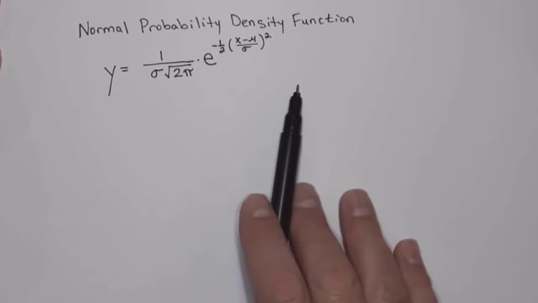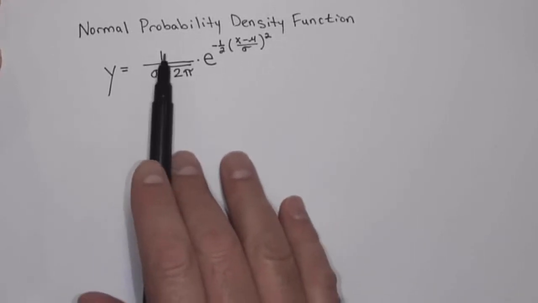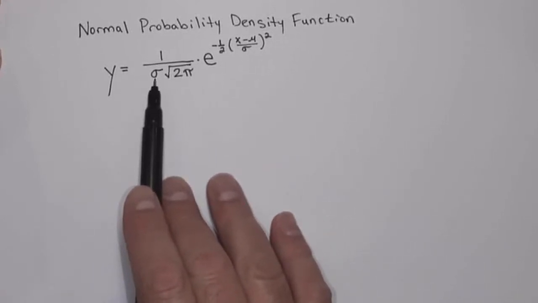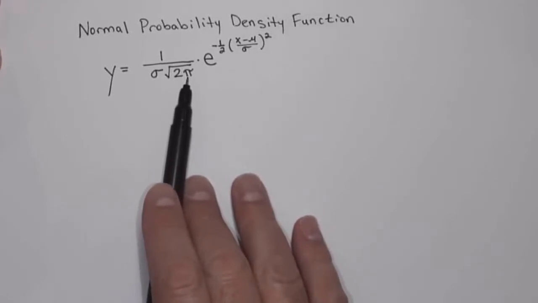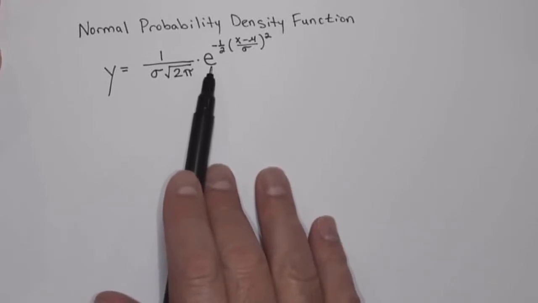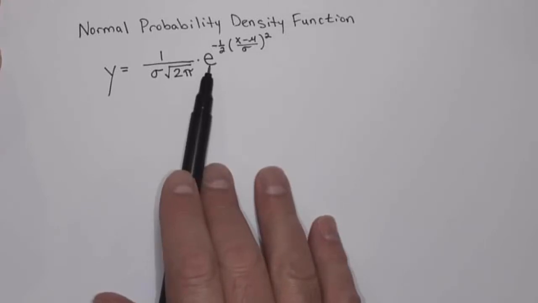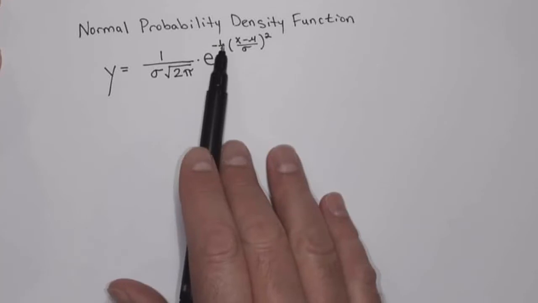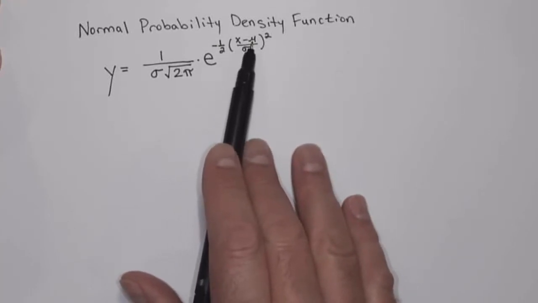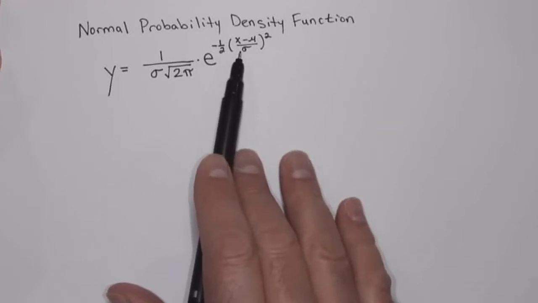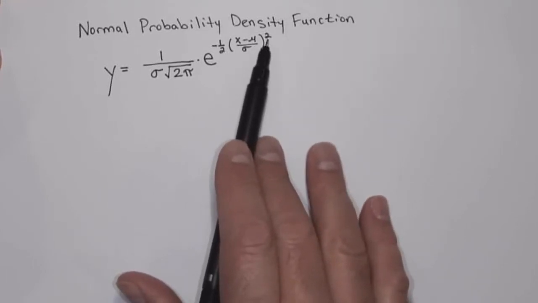Kind of an intimidating equation. So y equals 1 over sigma, the standard deviation, times the square root of 2 pi, pi being the normal pi, 3.14159, etc., times e. E, if you'll remember from college algebra, is approximately 2.718. That's the natural exponential function, raised to the negative 1/2 times the quantity, x minus mu, the mean, divided by sigma, the standard deviation, all squared.